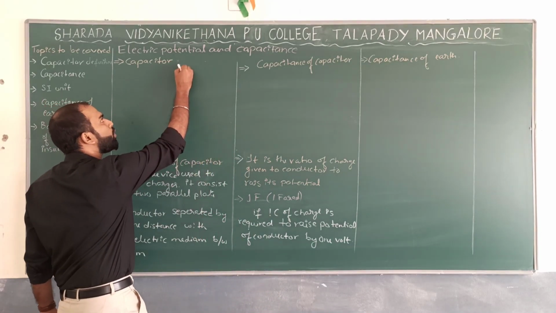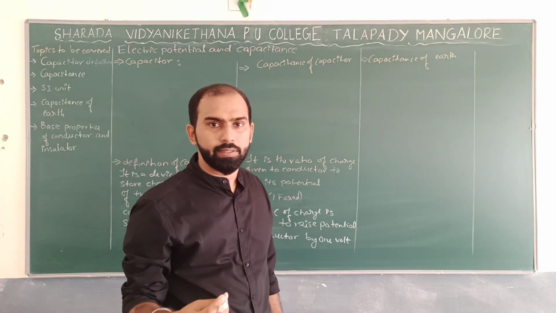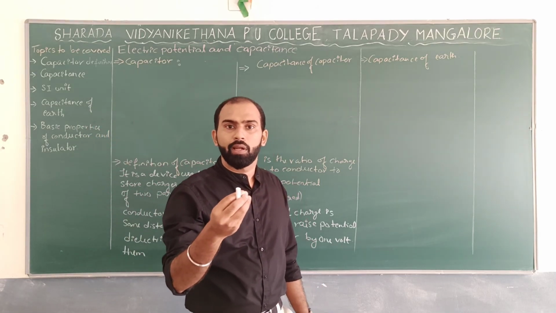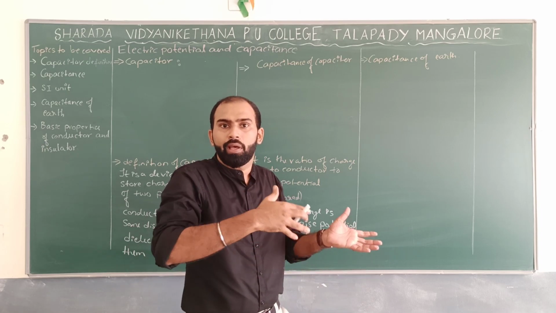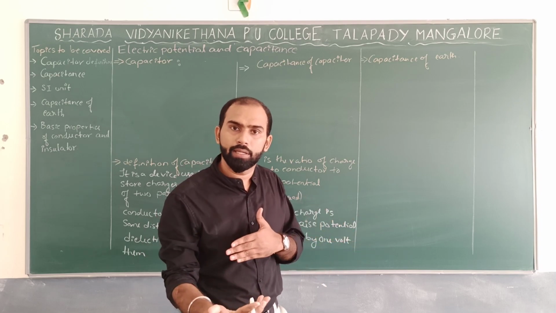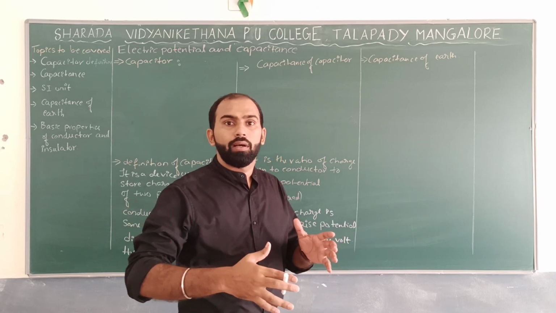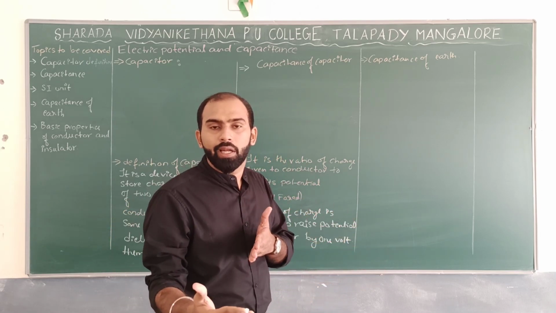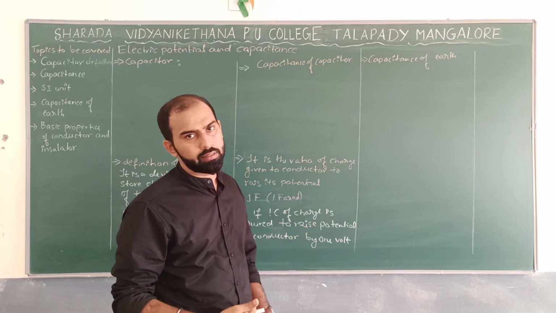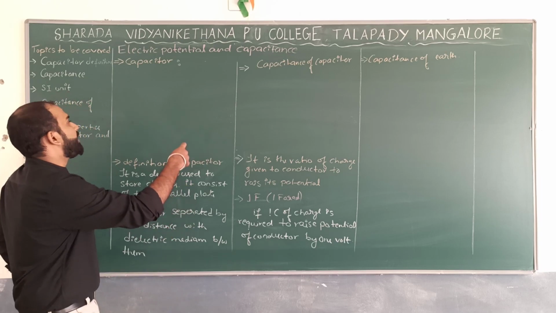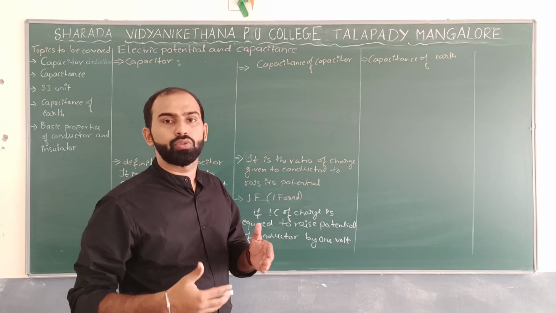As I told, this is a capacitor which is used to store electrical energy. If a nucleus stores energy, it is nuclear energy. If you store energy in chemical form, it is chemical energy. Since we are dealing with the capacitor, whose energy is related to charges, it is electrical energy. So what is the definition of a capacitor? It is a kind of device which is used to store charges.